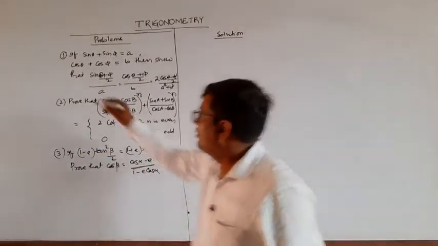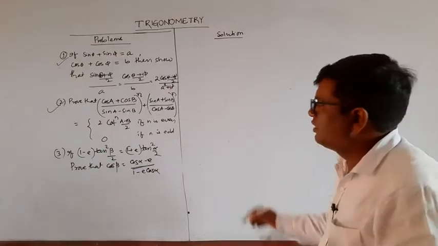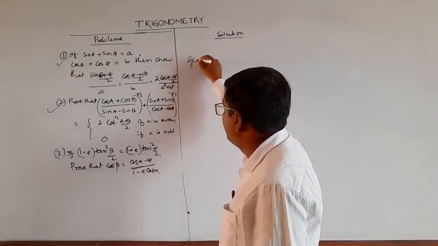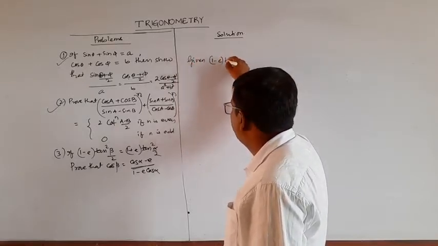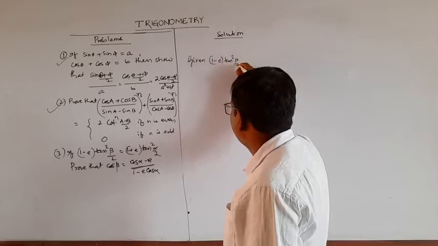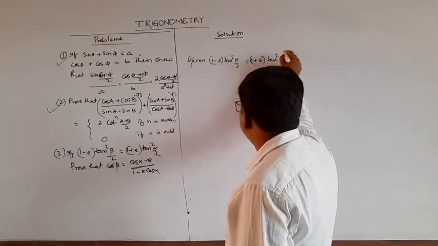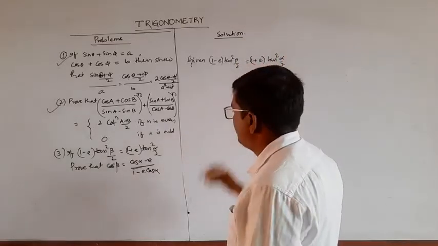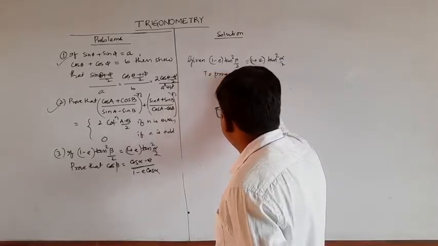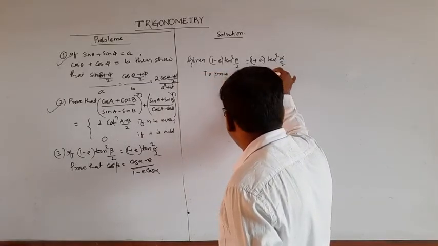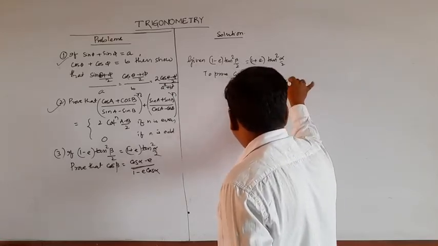Question number 1 complete, question number 2 complete. Now question number 3. Given: (1 minus e) tan square beta by 2 is equal to (1 plus e) tan square alpha by 2. To prove: cos beta is equal to (cos alpha minus e) divided by (1 minus e cos alpha).